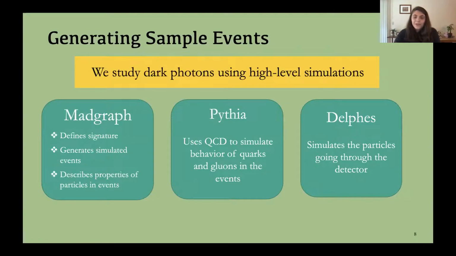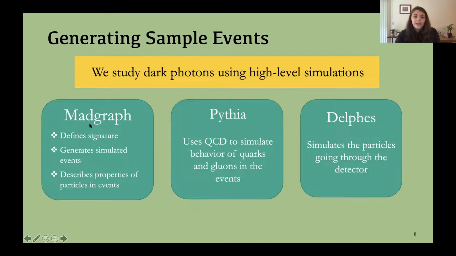So you may start to wonder, if we're looking for theoretical particles at a detector that doesn't exist yet, how do you even start doing that? What we use are these really high-level simulations that are made by these 3 different programs here, called MadGraph, Pythia, and Delphes.